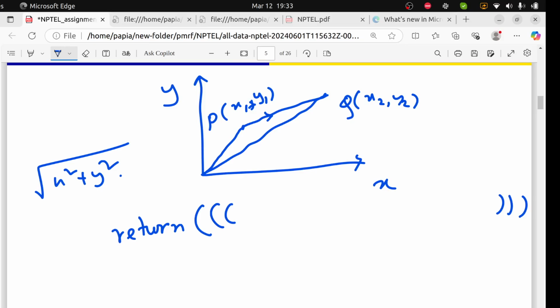Actually, in this problem, we can do it like this, ma'am. We can compute the origin to P distance and the origin to Q distance and find the resultant of those two lines. Okay, very good. That's what I just drew here, that vector addition thing. But now I have a question.